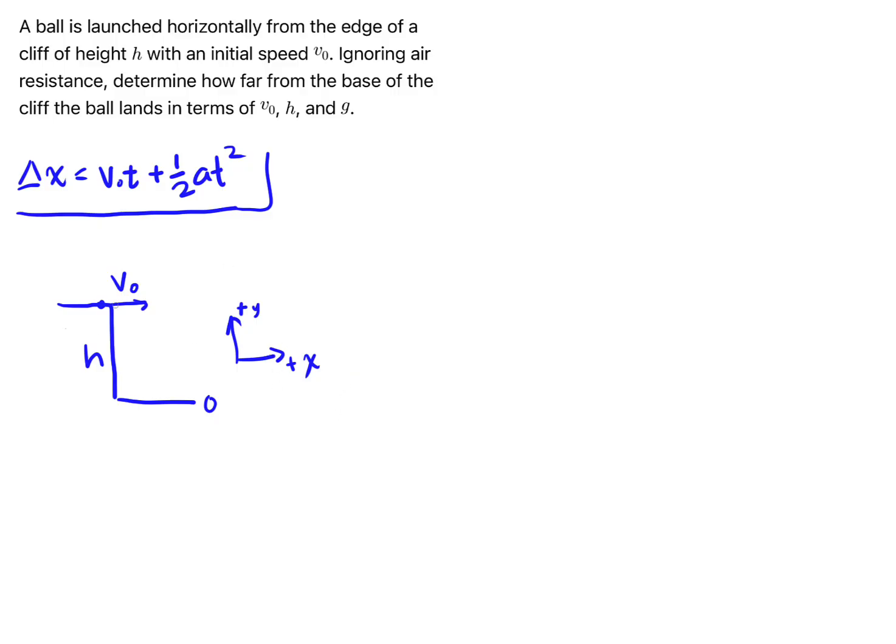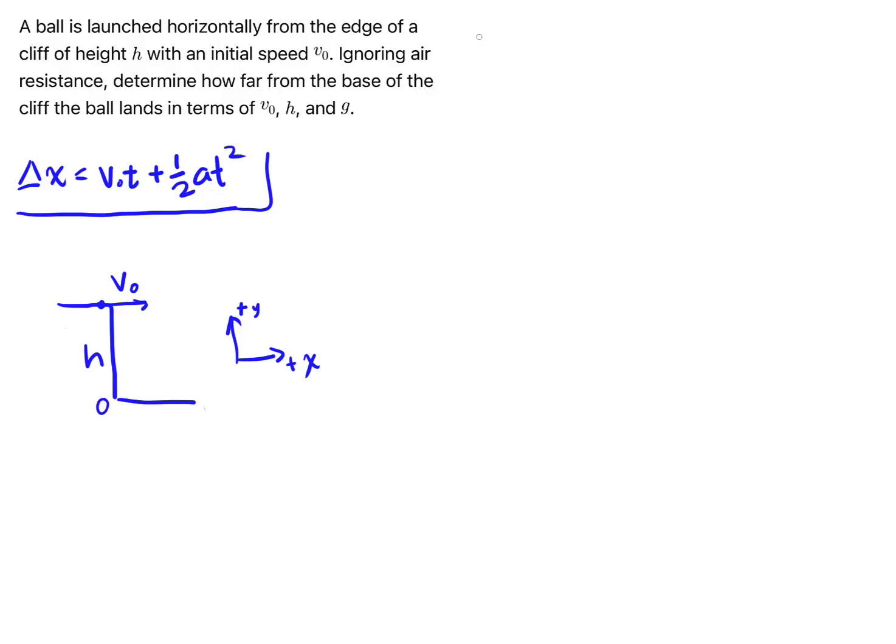So here I've defined a coordinate system with x pointing towards the right and y pointing upwards, positive y pointing upwards. Let's call this point the origin. It's going to be at the base of the cliff where the ball is launched from. And we want to find how far it lands. So let's apply this kinematic equation to both the x and the y directions.